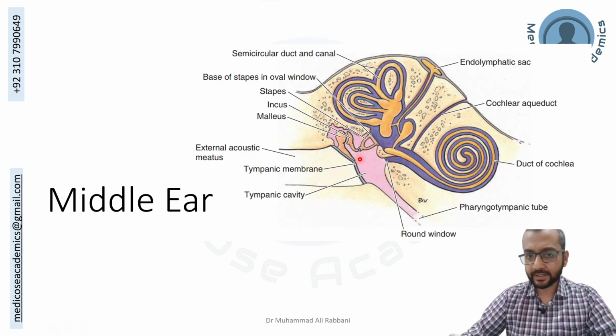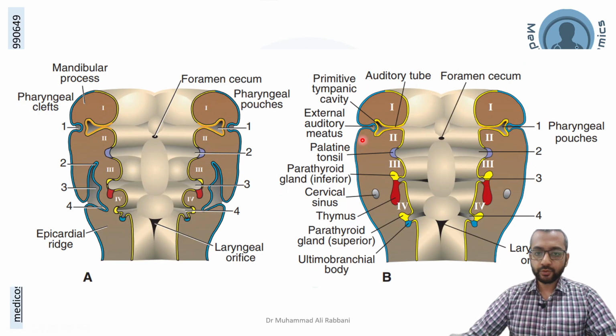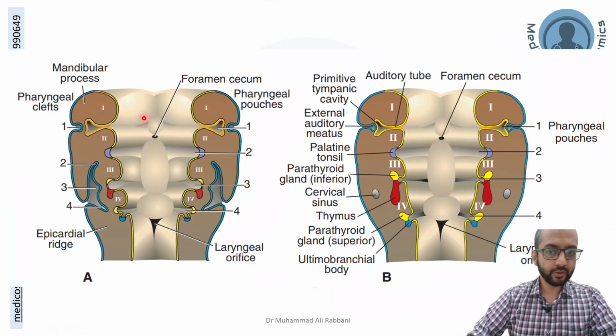This is a picture from Grant's Atlas, and it shows this pink area, that is the cavity of the tympanic cavity, and on the lateral aspect there is the tympanic membrane. On this aspect there are the oval and round windows connecting to the inner ear, and there are 3 bones in between. So remember this picture from the development of head and neck.